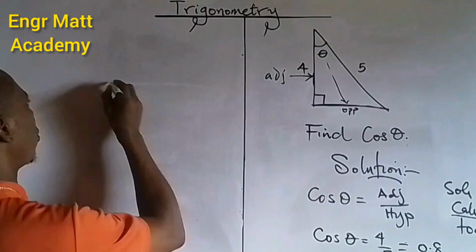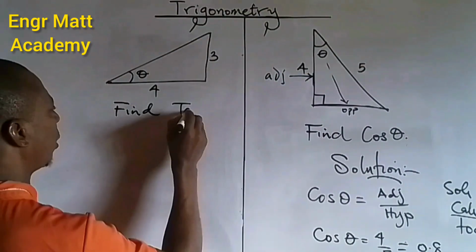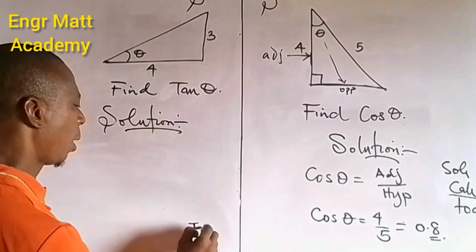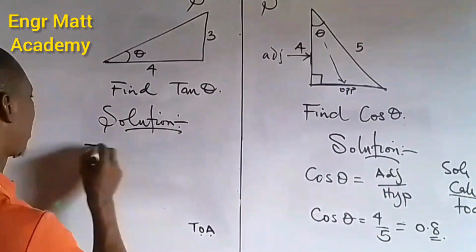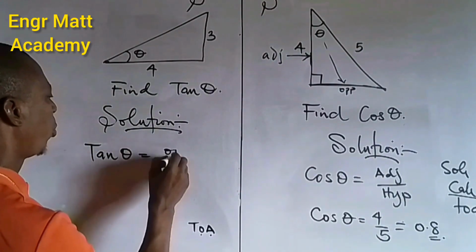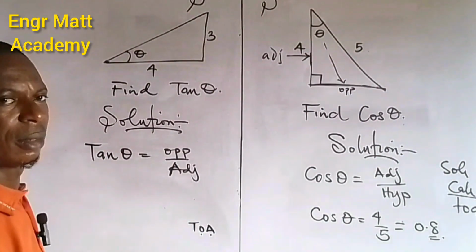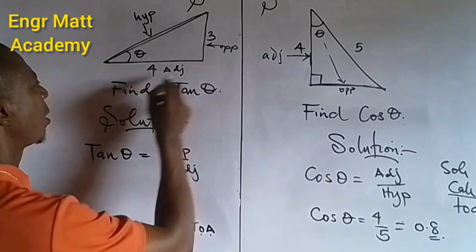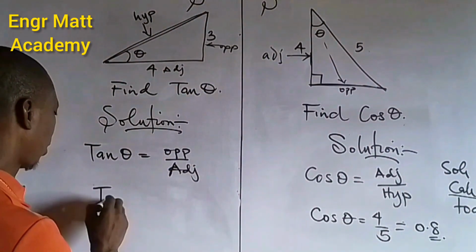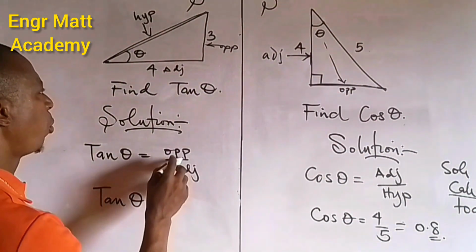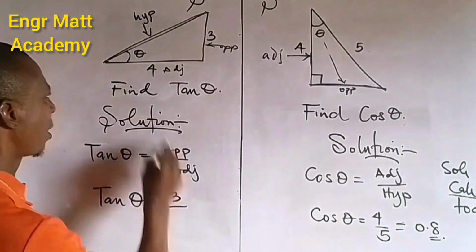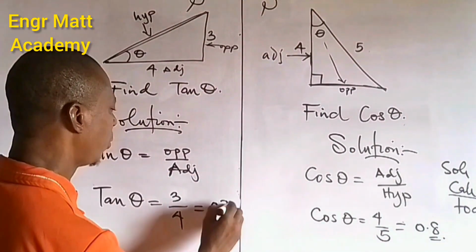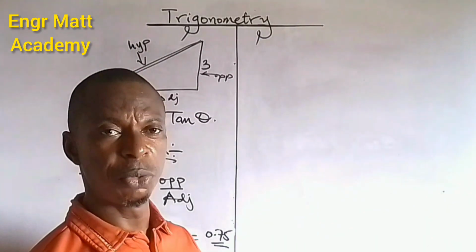Let's do that. So we have this, find tan theta. Let's see the solution. What is tan theta? Tan is TOA, opposite over adjacent. So we say tan theta is equal to opposite over adjacent. From the triangle here, this is our opposite. So this side becomes the adjacent, and it is 4. So tan theta is equal to opposite, which is 3, over adjacent, which is 4. You can go a step further to say 0.75.